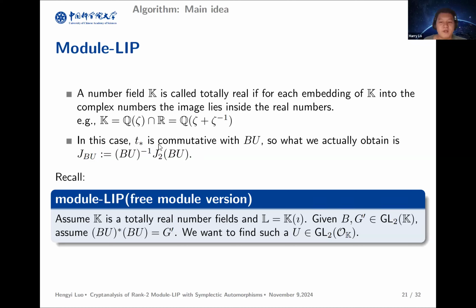And recall the problem definition. Assume K is a totally real number field, and L is the extension of K with the imaginary unit. Given B and G prime in GL sub 2 over K, and there is a U in GL sub 2 over O sub K such that BU star times BU equals G prime. The goal is to find such a U.